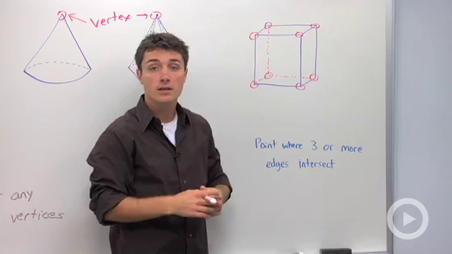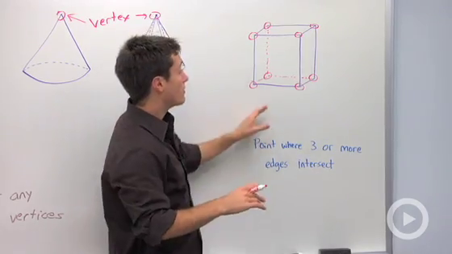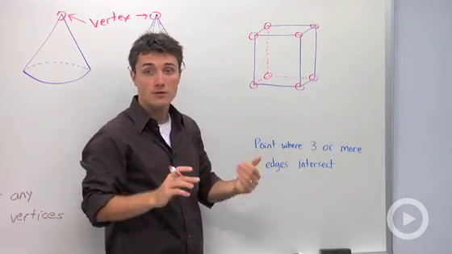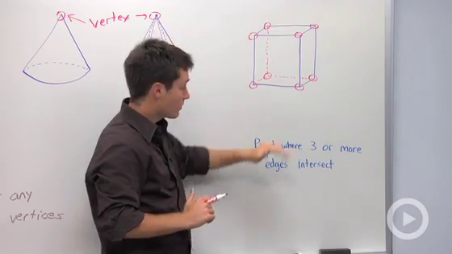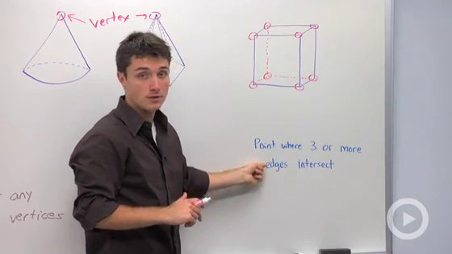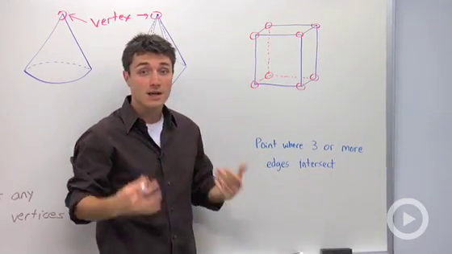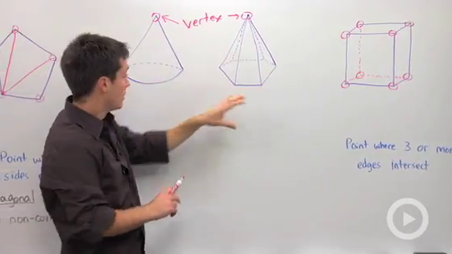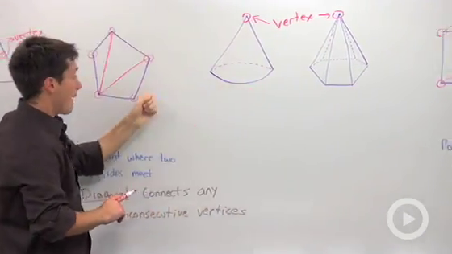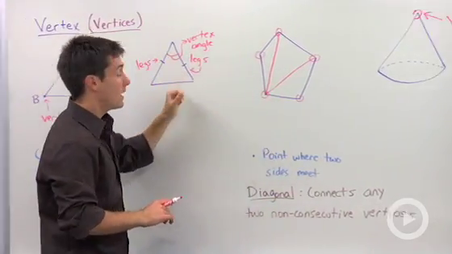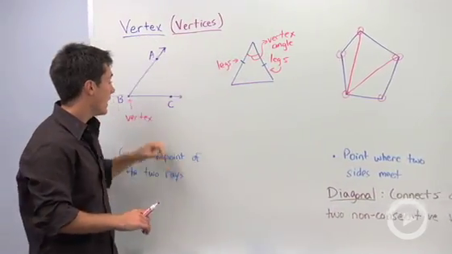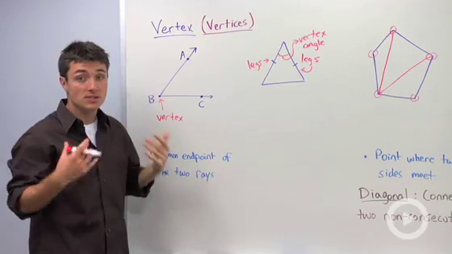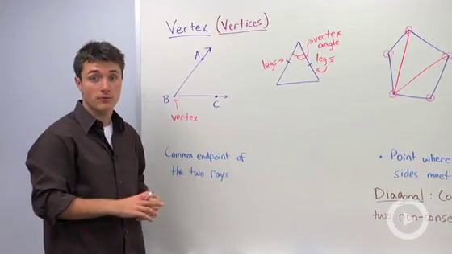Now again, if you had a hexagonal prism, then you'll have a different number of vertices. But a vertex, when you're talking about a prism, is the point where 3 or more edges intersect. So you can use vertex in lots of different ways. In prisms, pyramids, cones, polygons, isosceles triangles, and angles. So it's the same word, we're just applying it to different situations.